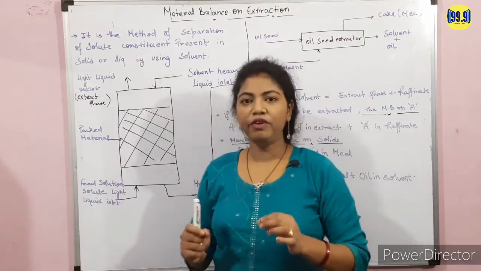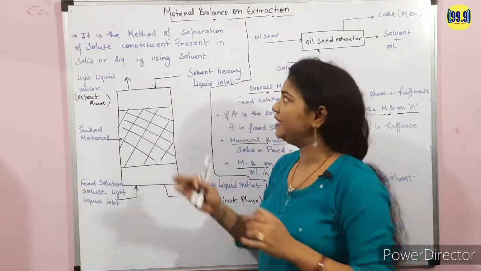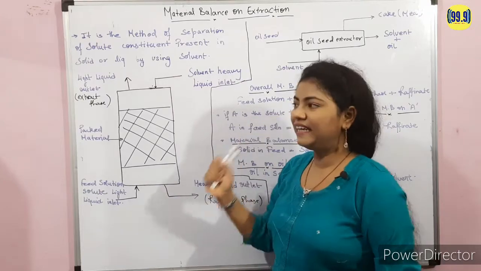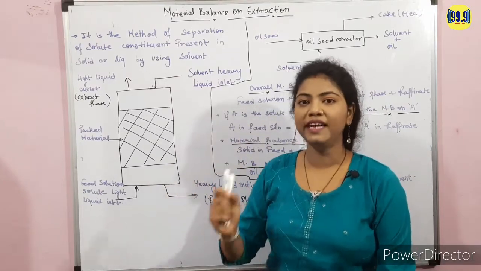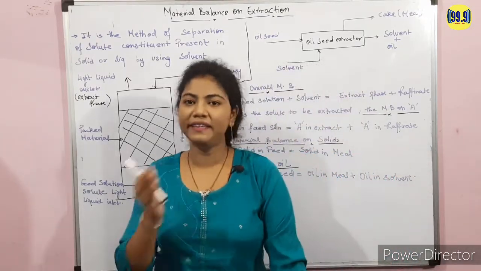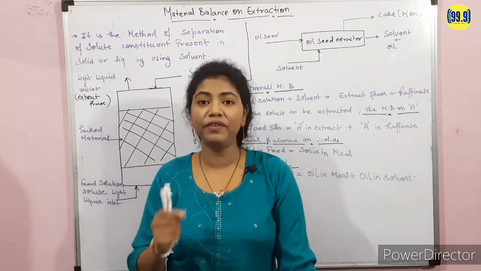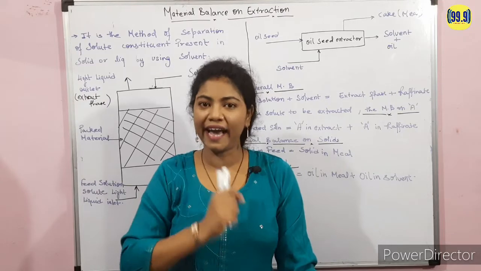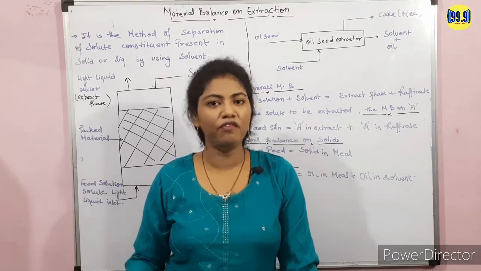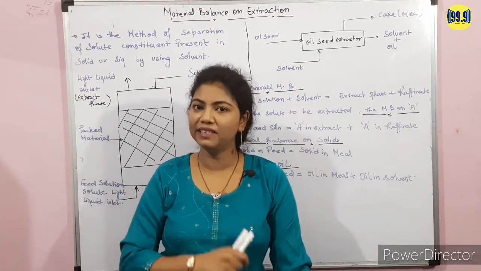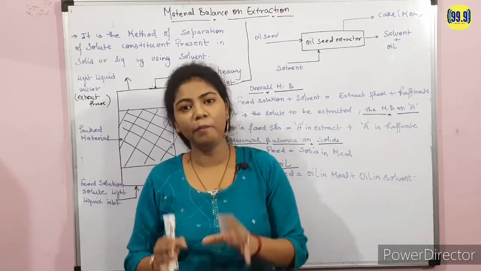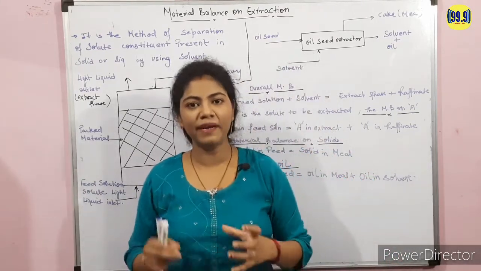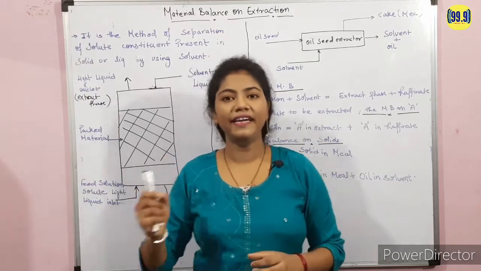So student, if we talk about the extraction column, it is the method of separation of a solute constituent present in a solid or liquid by using a solvent. In the previous unit operations, we separated the solute from a liquid or gaseous feed with the help of a solvent. But in the case of extraction, the feed may be solid or liquid or a mixture of solid and liquid, and we separate it with the help of a solvent.